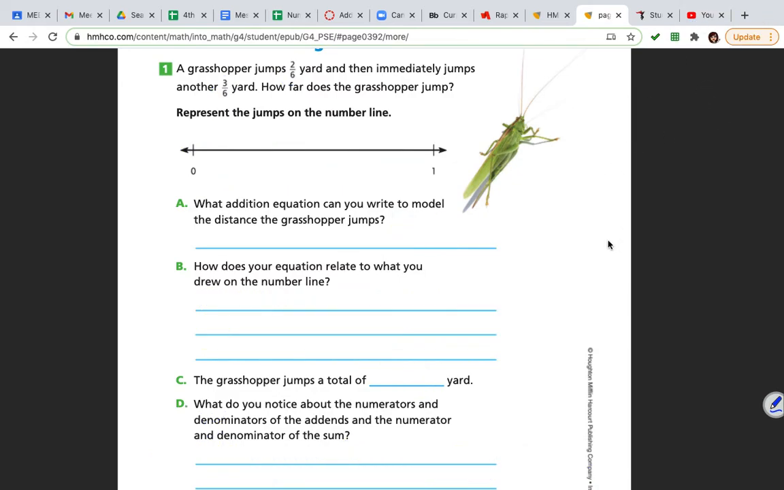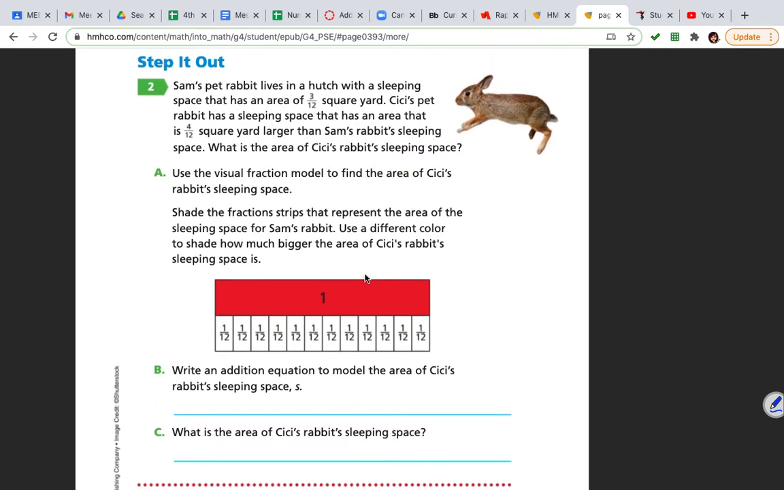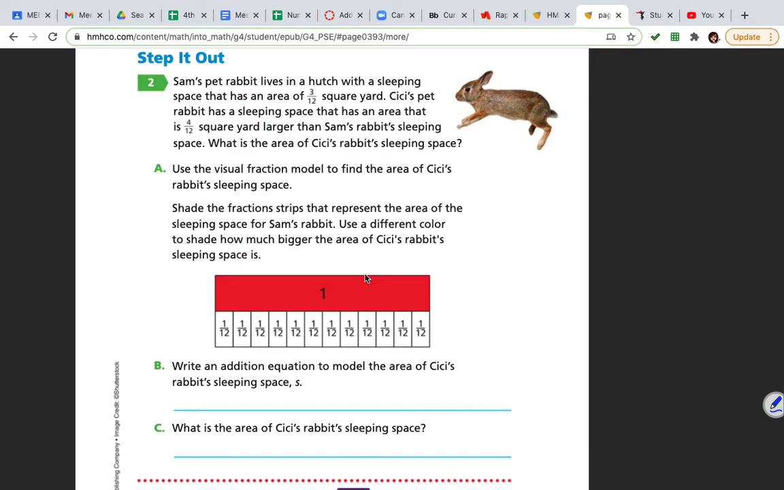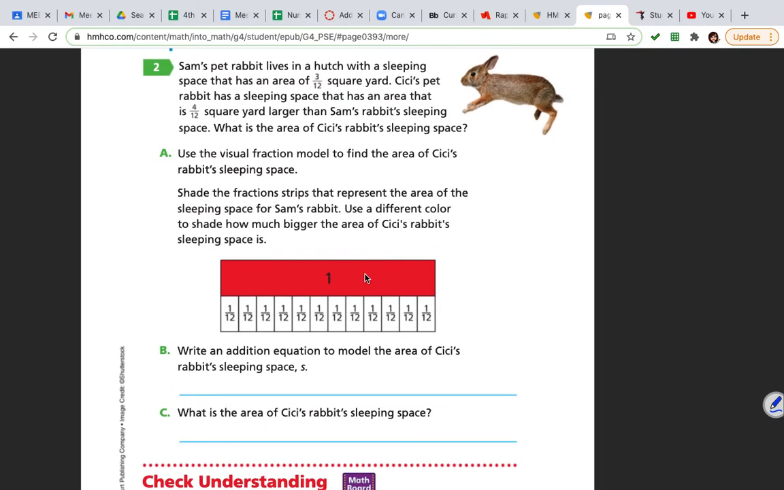Turn the page. All right, now we have a rabbit. Sam's pet rabbit lives in a hutch with a sleeping space that has an area of 3/12 square yards. So a hutch would be like a big wooden type box, okay? So think of a big rectangular box. So Sam's pet has an area of 3/12 square yards.